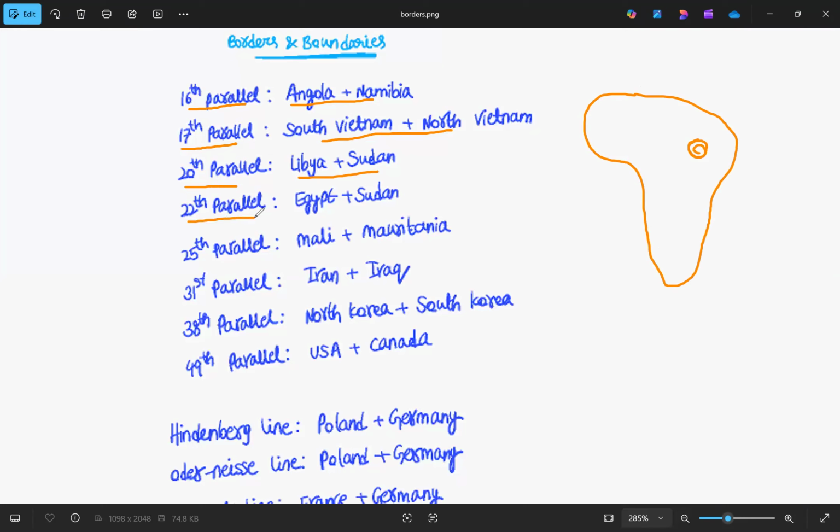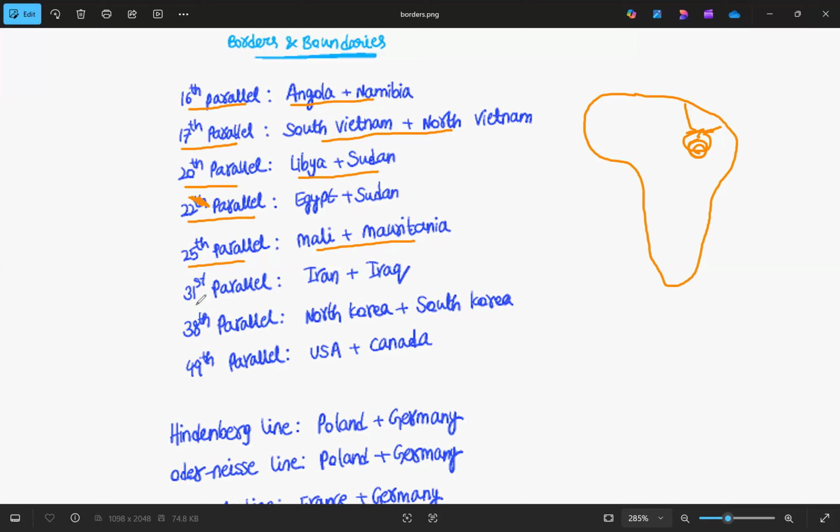The next one is the 22nd parallel, and it divides Egypt and Sudan. So here we have Egypt, and here we have Sudan. This is divided by the 22nd parallel. Between which countries do we have the 22nd parallel? Between Egypt and Sudan. And the next one is the 25th parallel. It divides Mali and Mauritania. These are also countries in Africa, and the 25th parallel divides them.